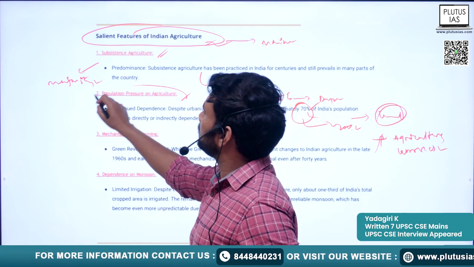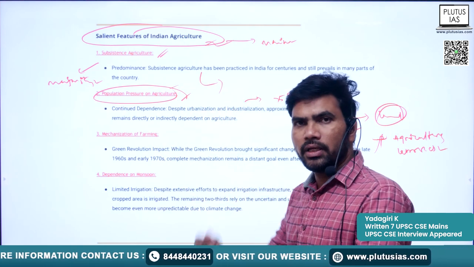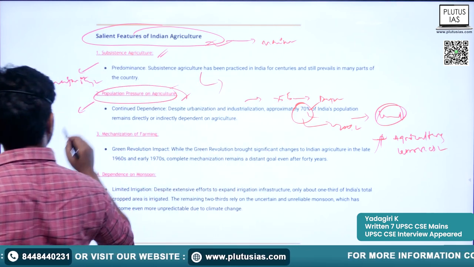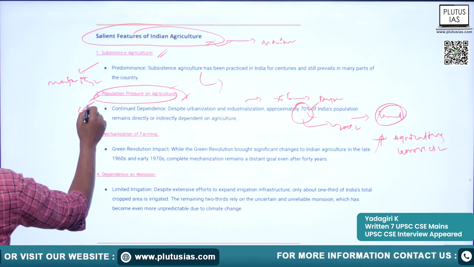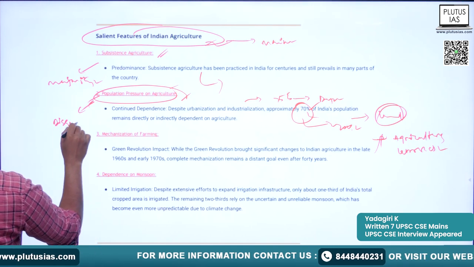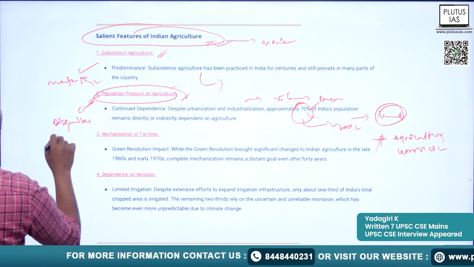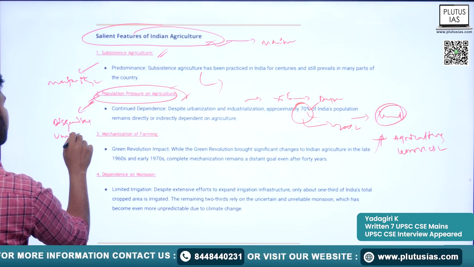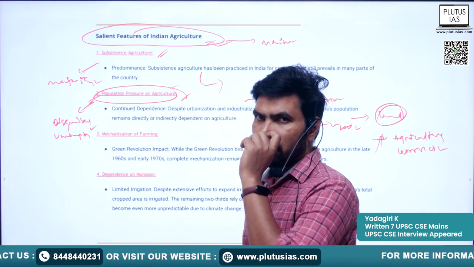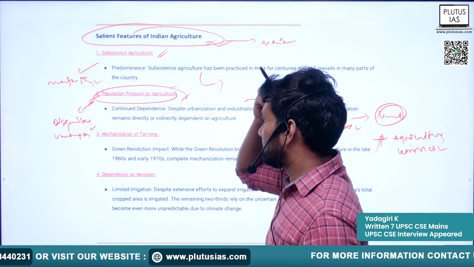Because of this reason, the population present on the agriculture sector is very high. And because of this reason also, there is one type of unemployment, disguised unemployment. Unemployment is prevalent in the agriculture sector. Right, try to remember these facts.